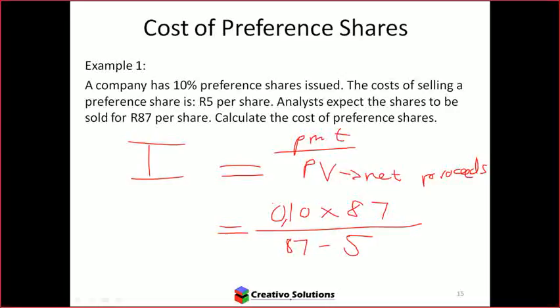What's 87 minus 5, Tammy? 82. Yes. And then do a separate calculation. 0.10 times 87 gives you what? 10.0698. Okay, there you go. You've got the answer.